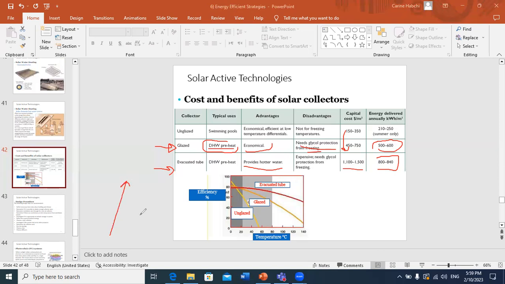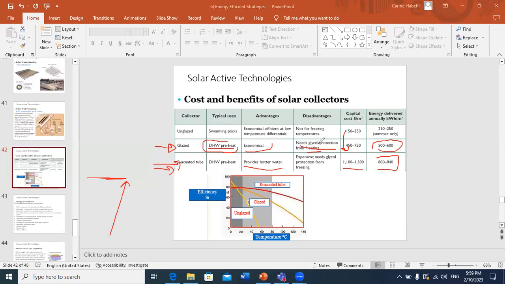before mixing it with cold water, because you need to kill some bacteria. Some bacteria can be killed at sufficiently high temperature. That's why you need to reach relatively high temperatures. And in case you have a building with large energy consumption and you need a larger energy delivery, you can go to evacuated tubes.